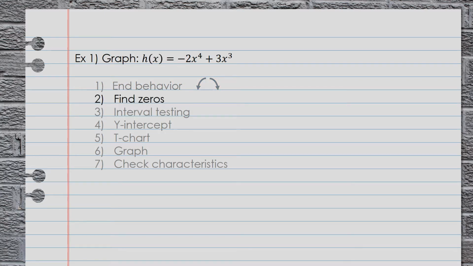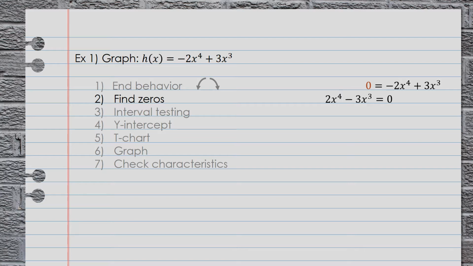Now to find the zeros. Anytime you're finding the zero, you set your function equal to 0. So we have 0 equals negative 2x to the fourth plus 3x cubed. My leading term of negative 2x to the fourth is negative. To make that positive, what I'm choosing to do is to move all my terms from the right side of the equation to the left. When I do that, that now gives me 2x to the fourth minus 3x cubed equals 0.